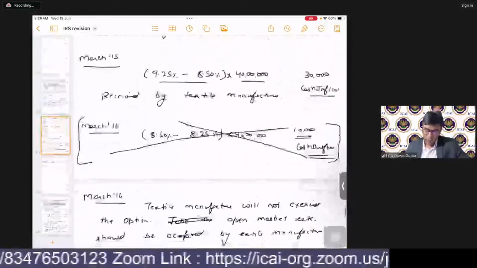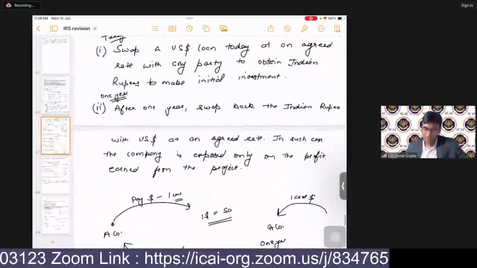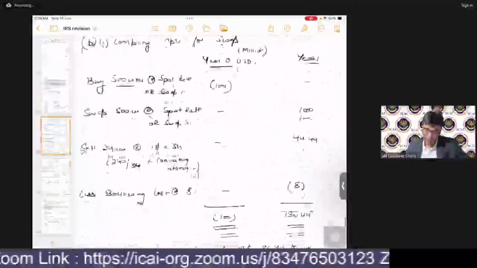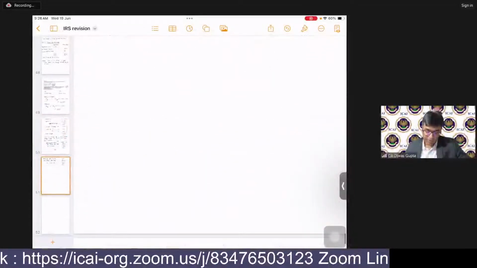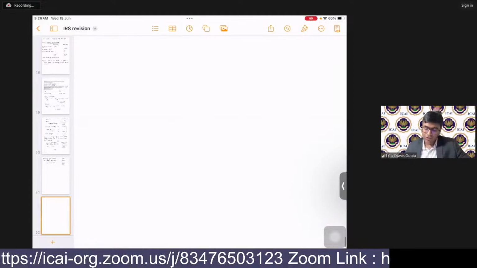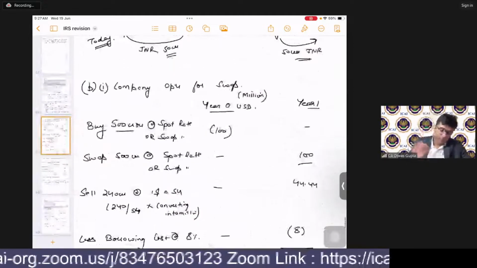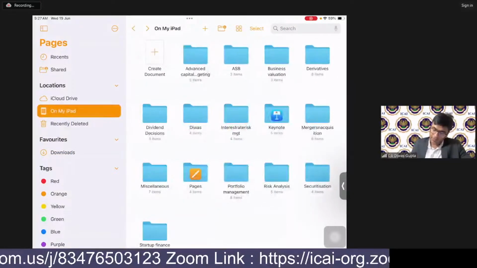Let me see what is left in terms of the concept. So students, there were very good questions that we have discussed in detail in the classes. I request please go through them in much detail as they are very important. So yes, I think IRS, interest rate risk management, is over.